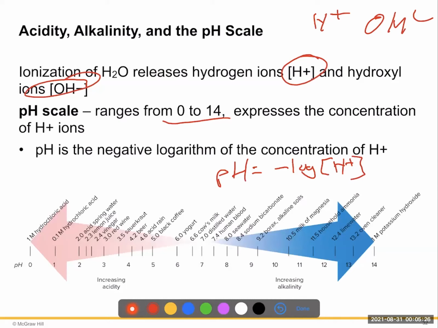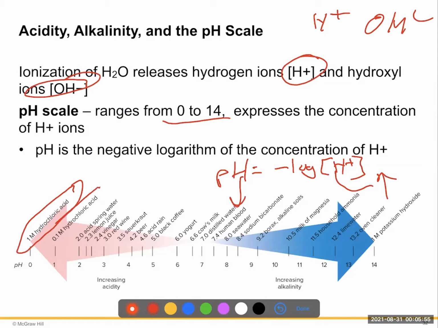So the higher the H plus, the lower the pH. It's a minus log of it. So the more acidic it is, the more H plus ions are in solution, the lower the pH is going to be.